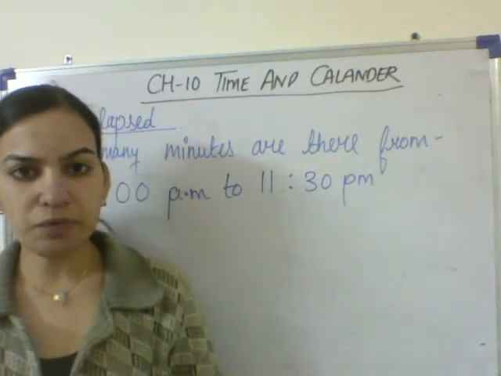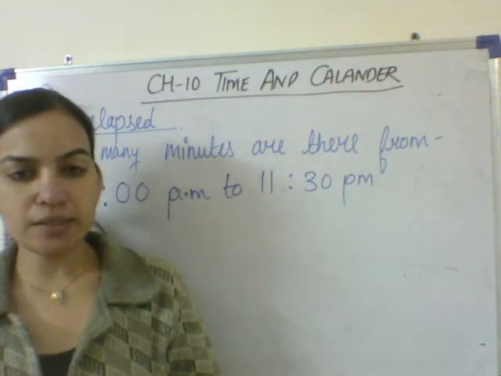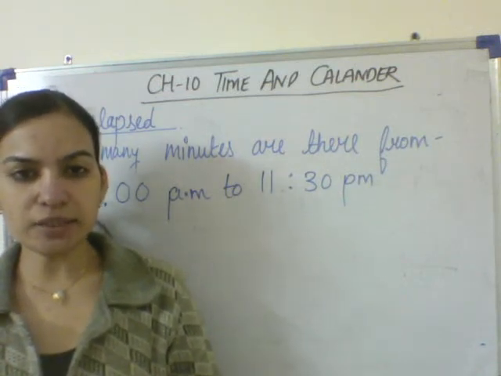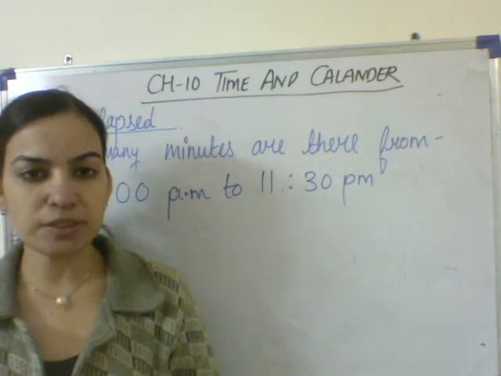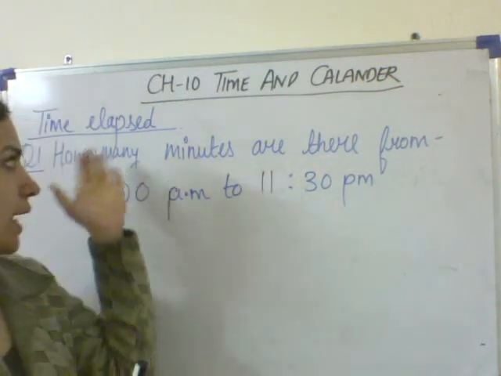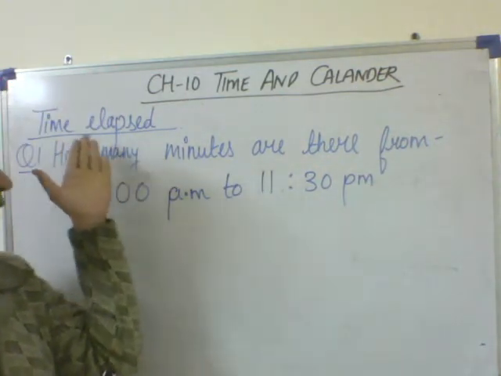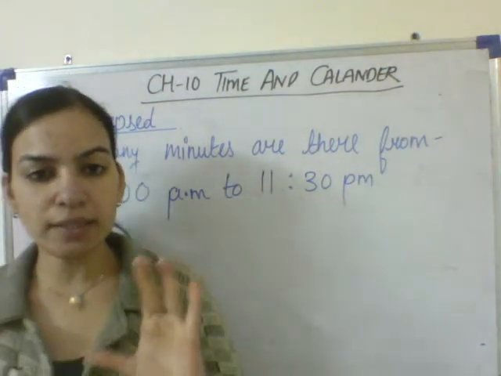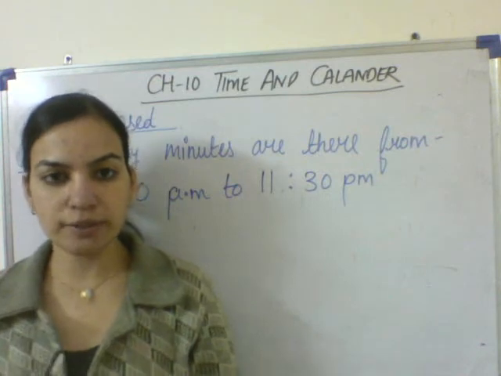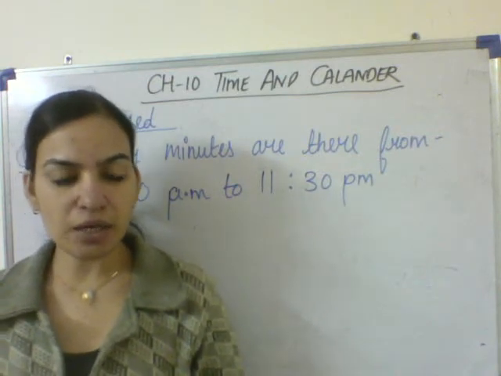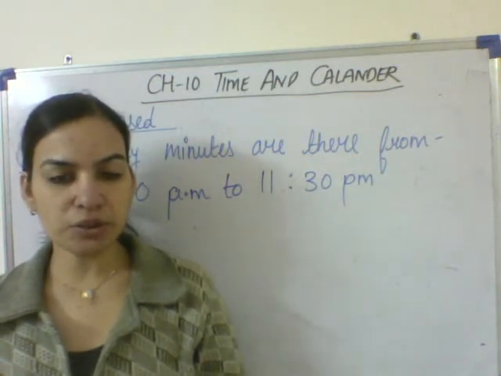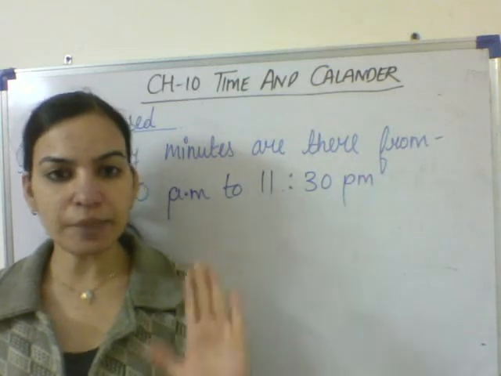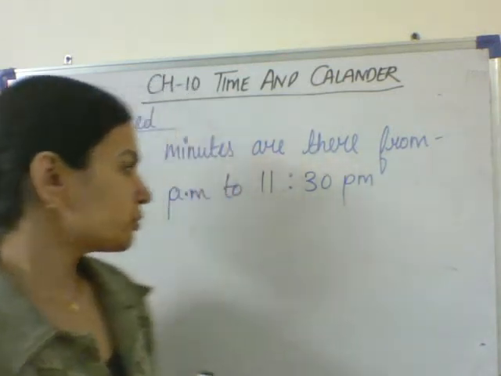In today's class, we will be continuing chapter number 10, Time and Calendar. We will be doing the questions based on the time elapsed. How to find the time elapsed? Elapsed means you have to find the difference in the timing between two different clocks. This we have discussed earlier also. You have done an activity also based on the time elapsed. So now let us do this exercise.